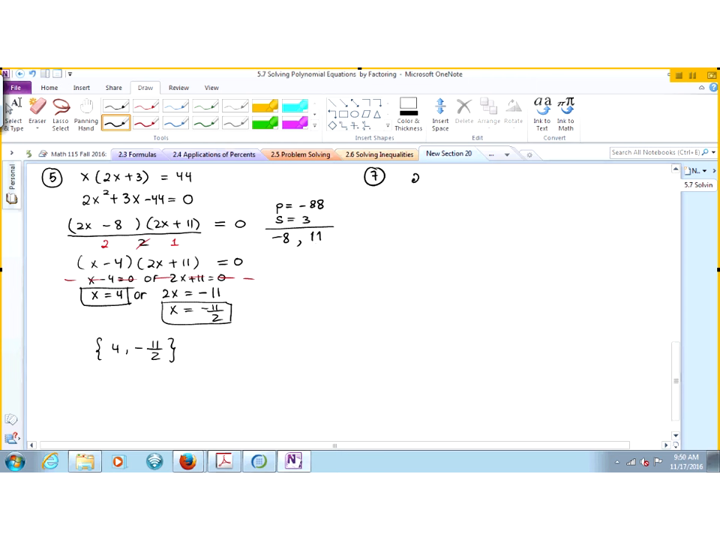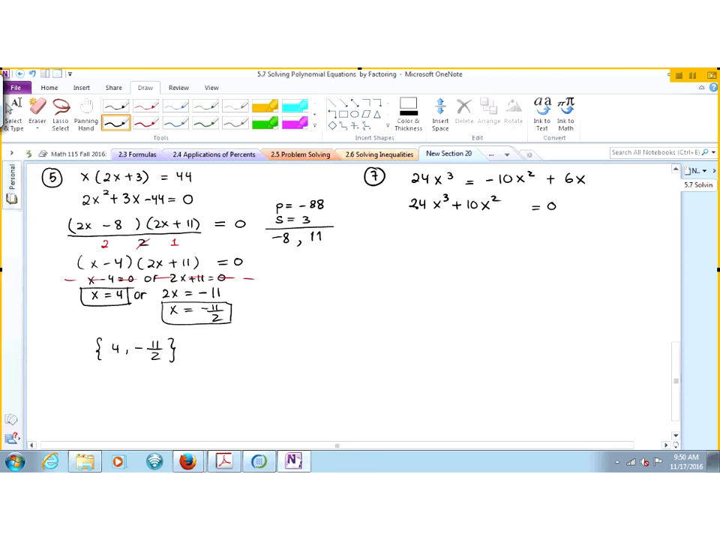Doable? Okay, now 7. 24x cubed is equal to negative 10x squared plus 6x. Is it in standard form? No, okay, so let's make it standard form. What do we do to make it standard form? So we add 10x squared, right? So when I move the 10x squared, that will be plus 10x squared.